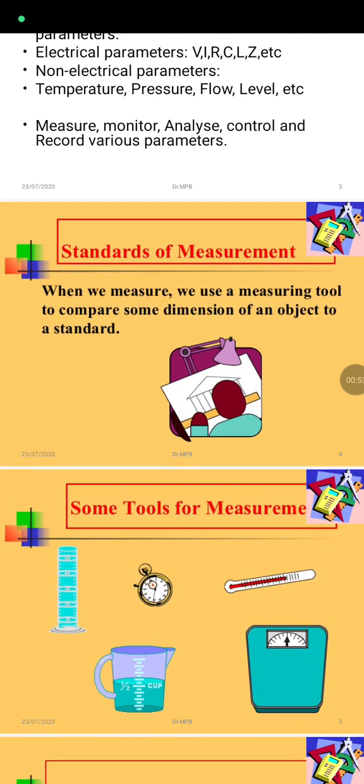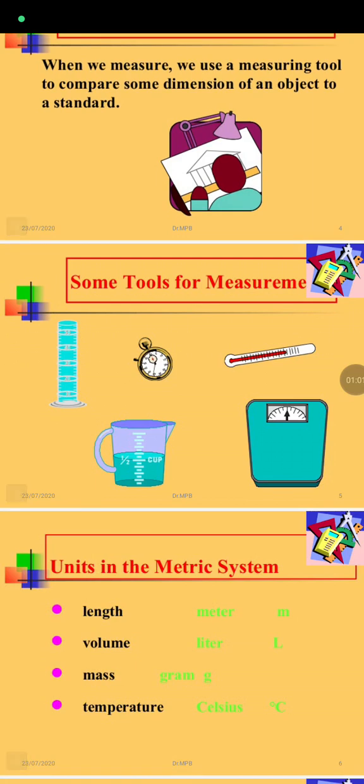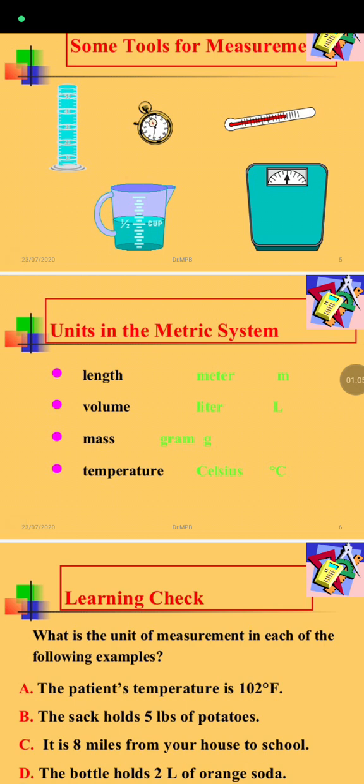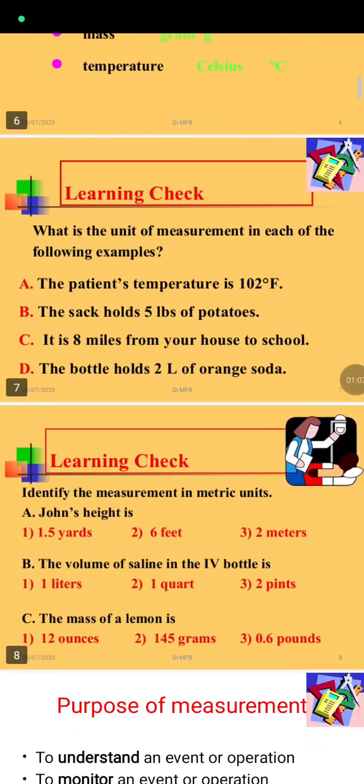Standards of measurements. When we measure, we use a measuring tool to compare some dimension of an object to a standard. These are some of the tools for measurement. These are the units in measurement system: length, volume, mass, temperature.